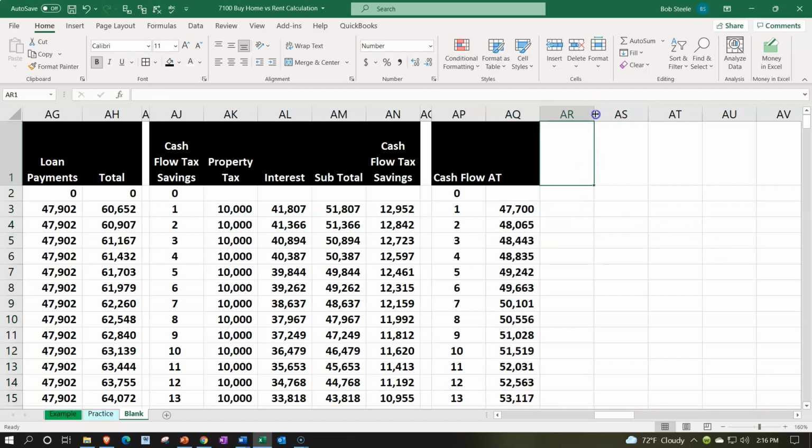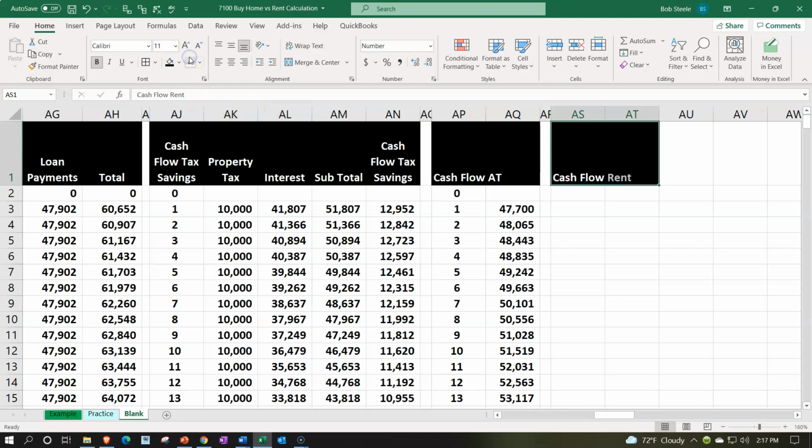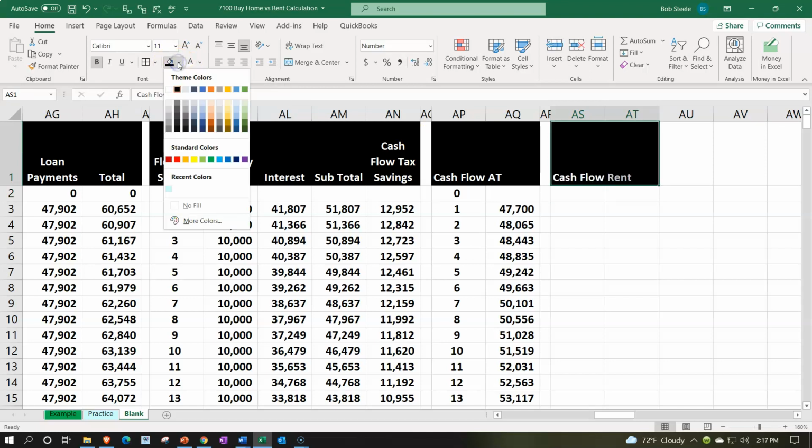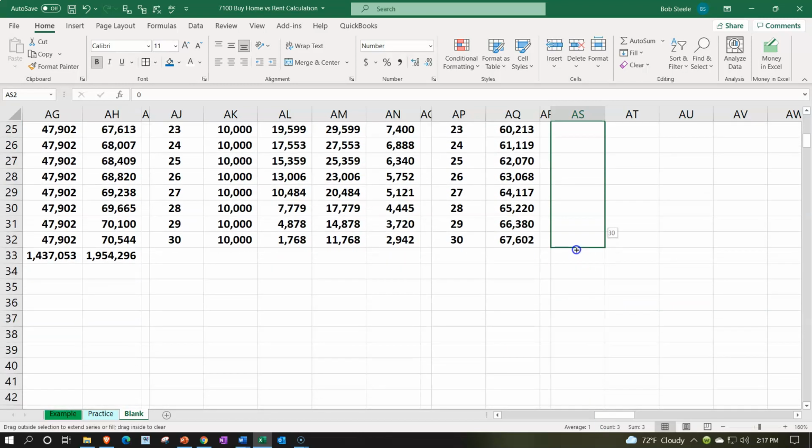Now let's think about our cash flow from the renting side of things, to just compare that. Renting being nice and easy, cash flow for the rent. If I was renting, bracketing this, black and white. You might even make the renting a different color, just slightly, so you can say it's the renting versus the purchasing maybe. And we're going to say this is going to then be 0, 1, 2. Copy this down to 30 payments.